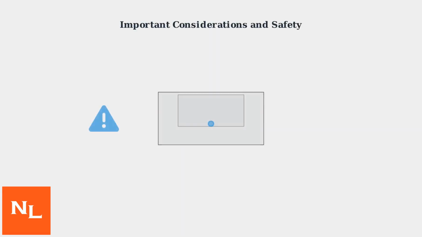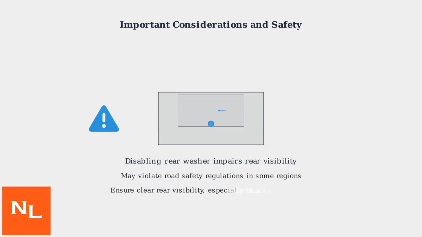Disabling the rear washer can impair rear visibility, potentially violating road safety regulations in some regions. Ensure clear rear visibility, especially in adverse weather conditions. Disabling the rear washer system is not recommended if it affects your vision while driving.